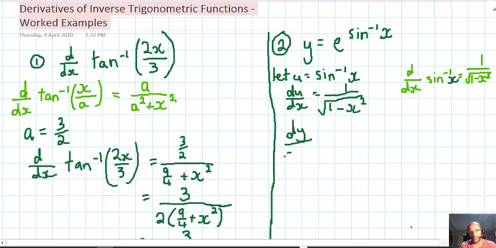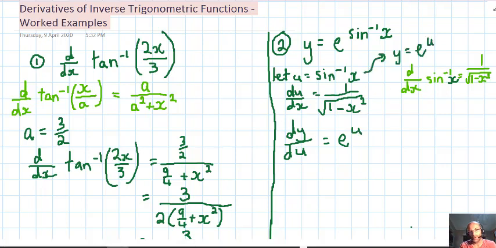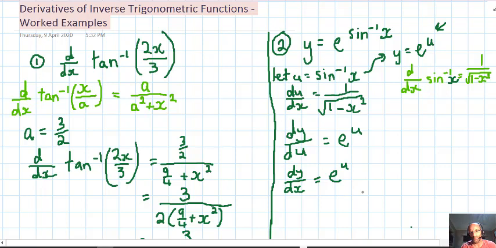dy du is e to the u, because we've got y equals e to the u once we make the substitution, and we take the derivative of that. The derivative of e to the u is e to the u. And putting it in the chain rule, we have dy du, which is e to the u, times du dx, which is 1 over the square root of 1 minus x squared.